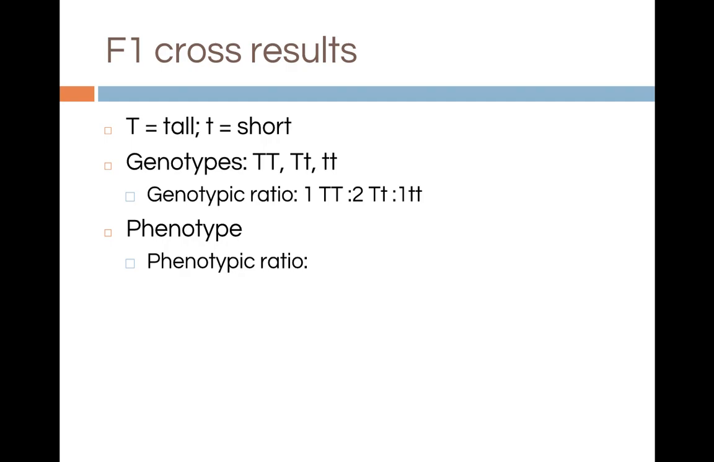And then the phenotype ratio, remember, we're either going to be tall or short. For the phenotype ratio, we'd actually have 3 or 75% tall offspring and 25% short offspring. So remember, these right here, big T, big T and big T, little t, those are going to be tall because you only need one copy of that gene. This one's the only one that's going to be short.